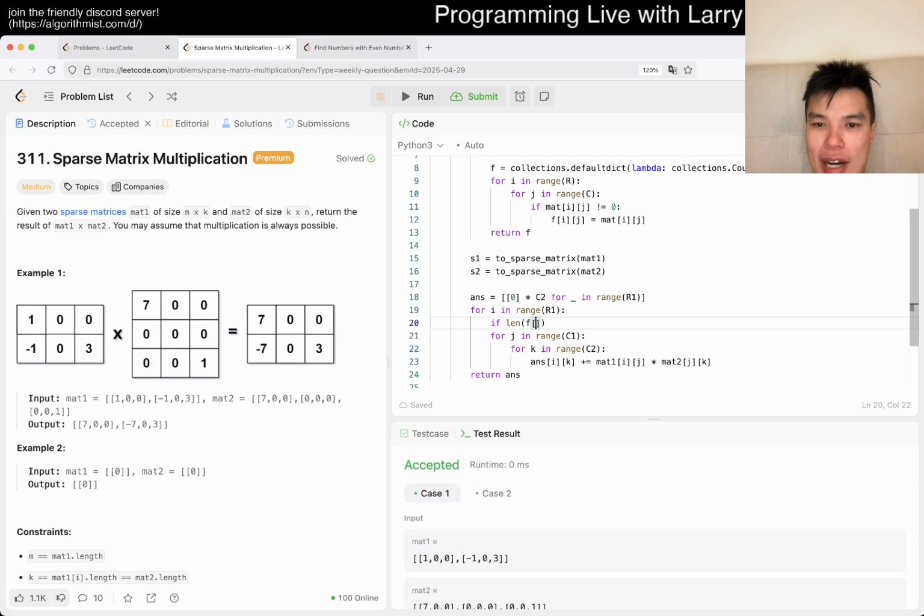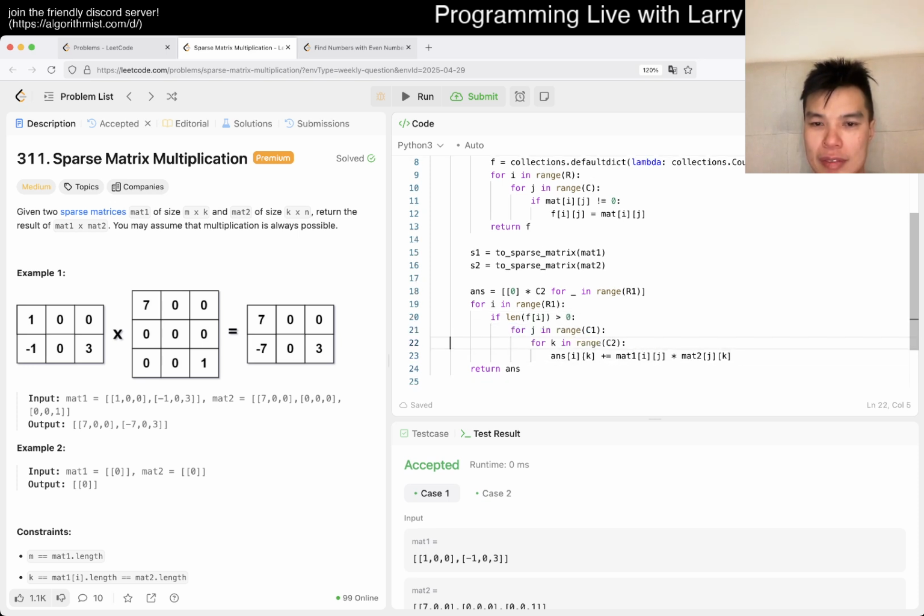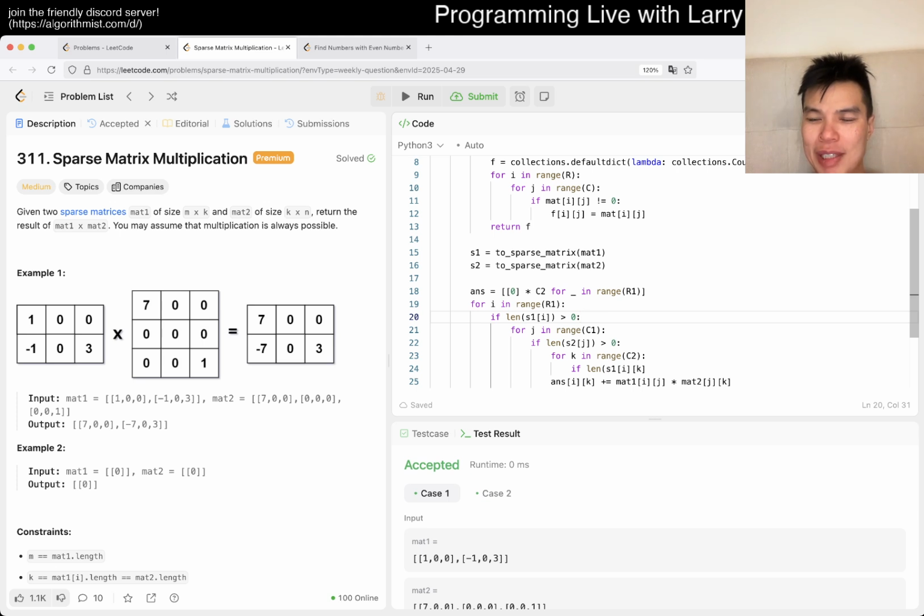if length of f of I is greater than 0, right? And if length of S2 of J is greater than 0, then at least we know that it has elements, right? And now if length of S1 I K, oh no, it's not a length anymore, right? That's just a number, so I guess we can just multiply. Though you should check that it exists, I suppose. And this is a little bit, because we do create an entry here, but maybe that's fine.